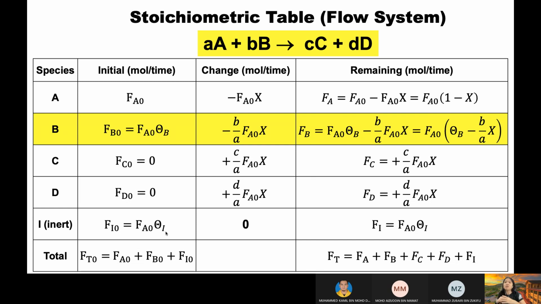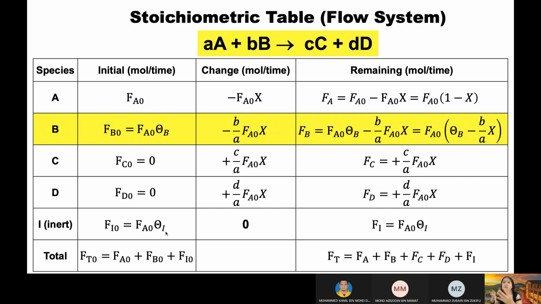So katakanlah in your case you have A, B and inert. So let's say I give you example. Let's say the mole percent asal A is let's say 40%. Okay, mole percent A asal 40%. Katakan B is 30%. Katakan mole percent inert yang baki 30%. So ada 40, 30, 30 baru 100%. Itu dalam mole percent dia.